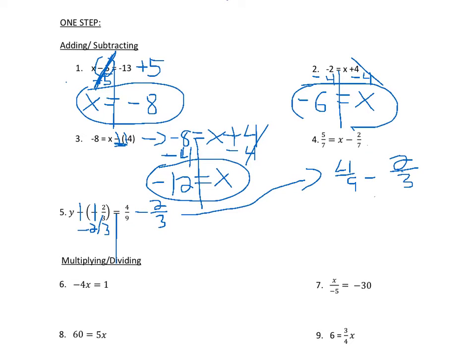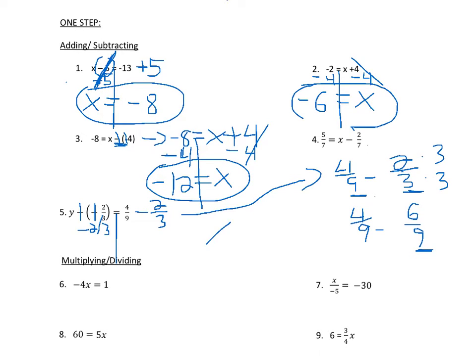I want to find the least common denominator. Well, the least common multiple of 9 and 3 is 9. So 4/9 I leave the same. This 3, I have to multiply by 3 to give me this 9. So I multiply this top by 3 and I get 6.